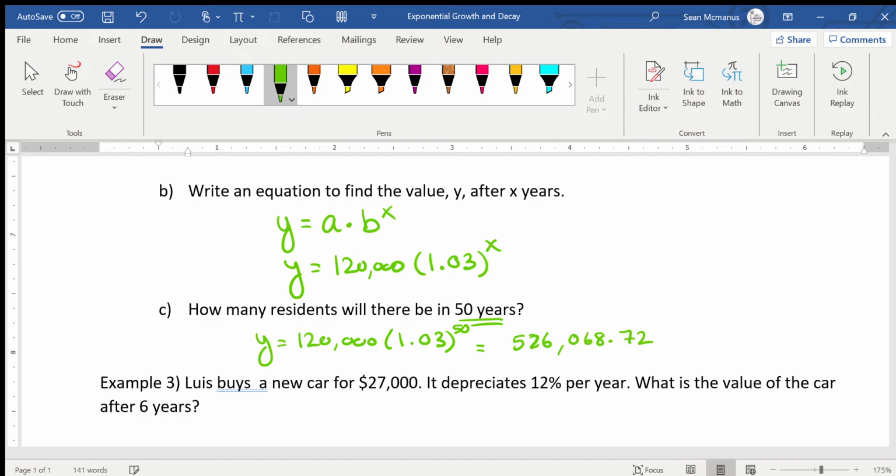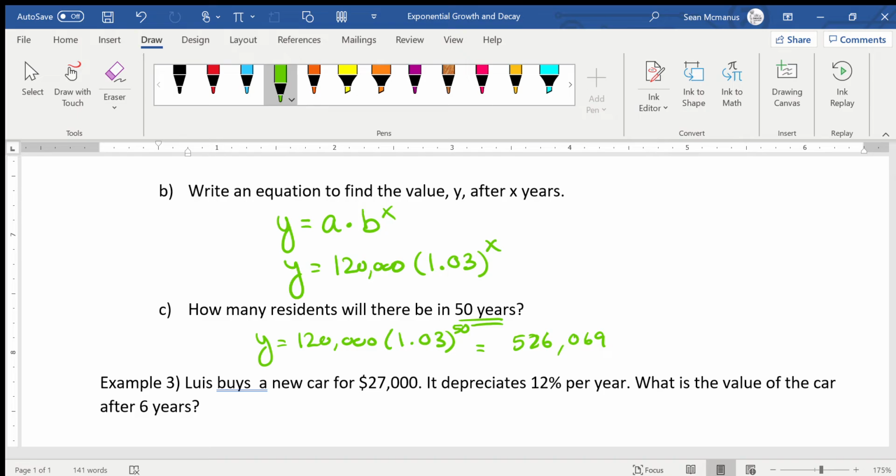526,068.72. We're not likely to have 0.72 of a person, so I'm going to go ahead and get rid of that, and I'm going to round that up to a 9. So 526,069. So that's pretty big. That's 520,000 people. That's really big.